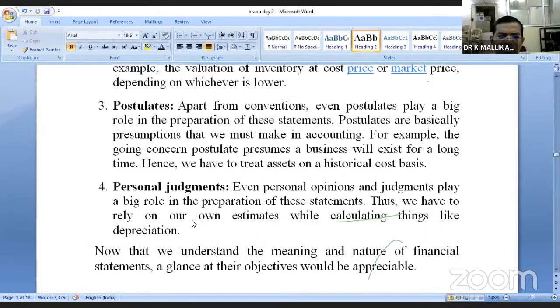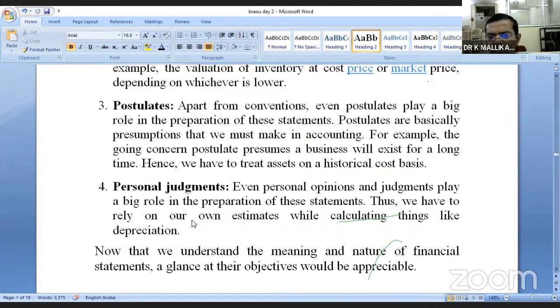And the other thing is that personal judgment is also there. I mean how the accountants or the management judge a thing. For example, in our college, we purchased 1 lakh worth of stationery in the month of April, right? But this stationery is used for the next 2 years. So is it a capital expenditure or a revenue expenditure?